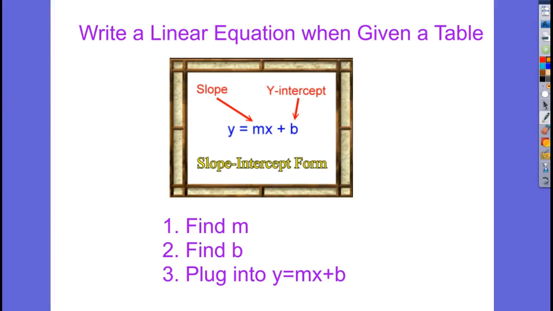So we've recently written a linear equation when we were given a graph. And now they want us to write a linear equation when given a table. Well, it's very similar because we're going to use the same equation, y equals mx plus b. That is slope-intercept form. All we need is the slope and the y-intercept. So the same steps apply. Find the slope, find the y-intercept, and then plug them in. Let's look at some examples.